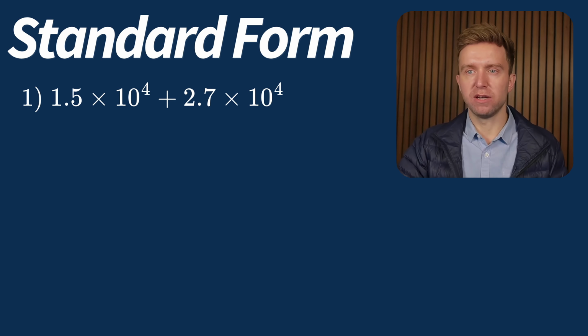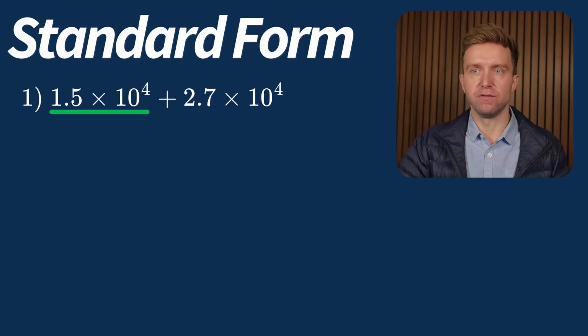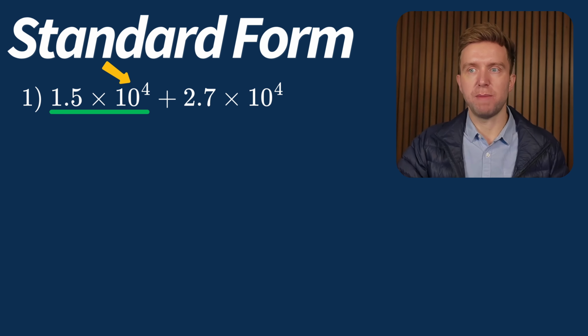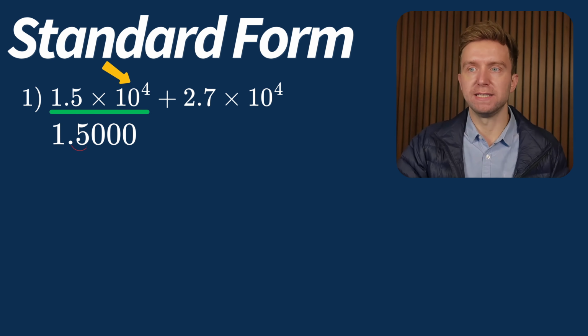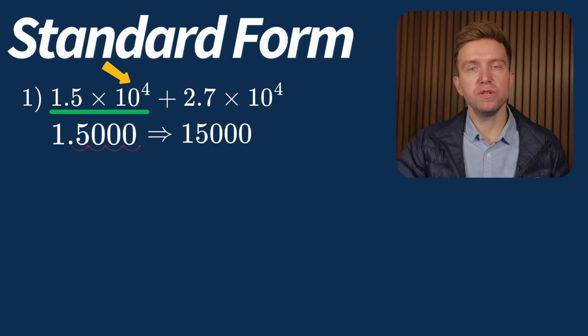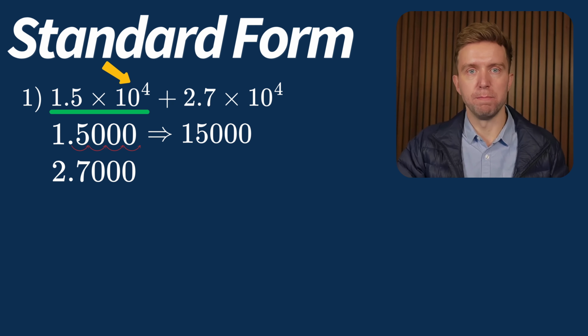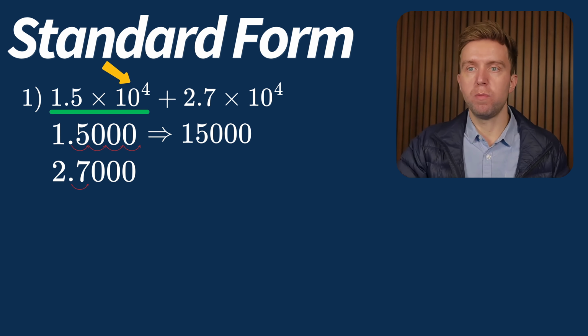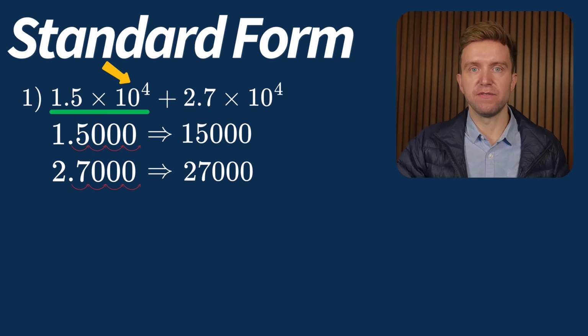The first way we can approach this is by converting our standard form numbers to regular ones. We can see that in our first standard form number, we have 10 raised to the power of 4. So the decimal point on our front number will need to move 4 places to the right. This gives us 15,000. And we can do the same thing for the second standard form number. Moving the decimal point 4 places to the right gives us 27,000.